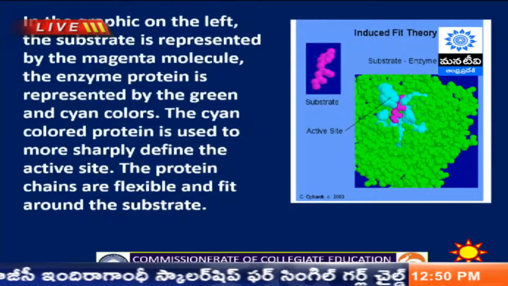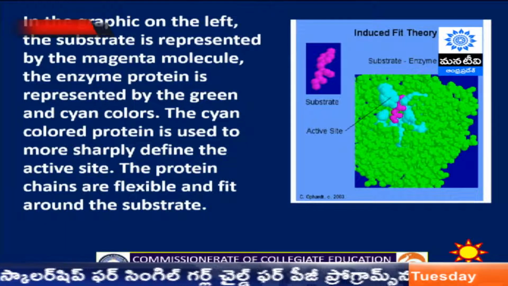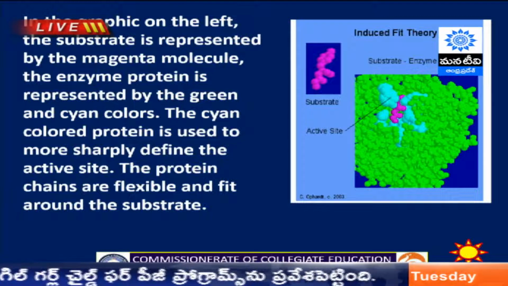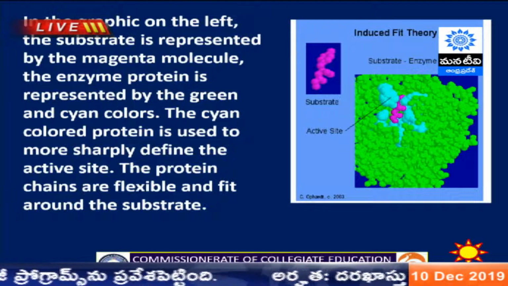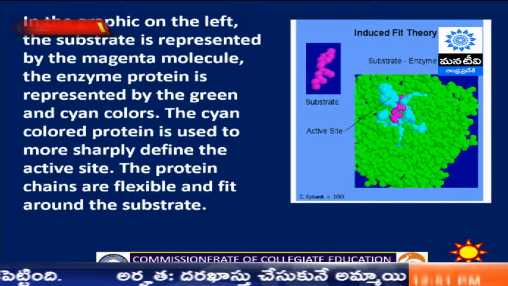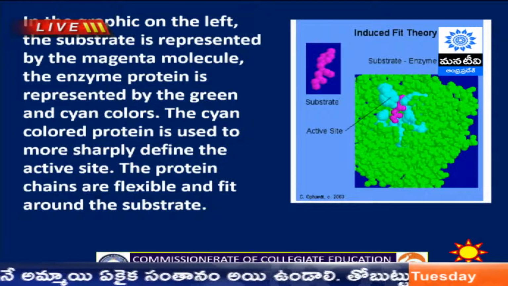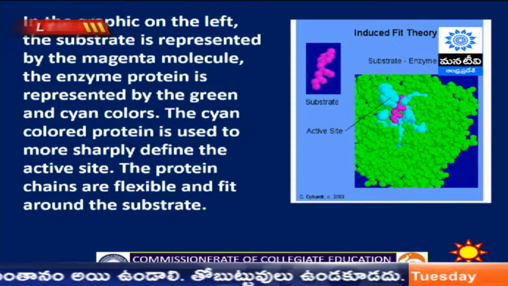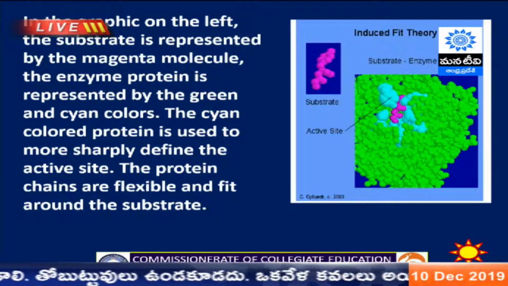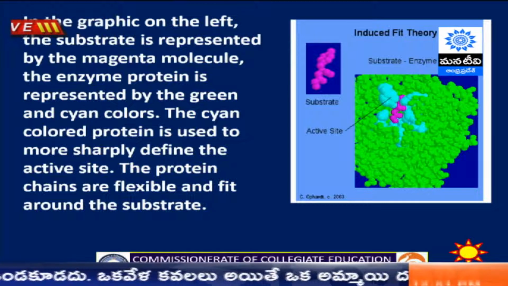So here is a figure. This is the graphic representation. We can take the example for the induced fit theory. The enzyme protein is represented by green and cyan colors. The cyan colored protein is used more sharply to define the active site, and the protein chains are very flexible and they fit around the substrate, that is the pink color.